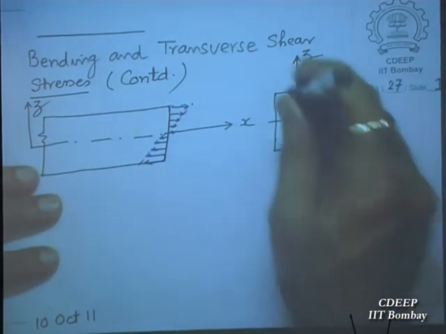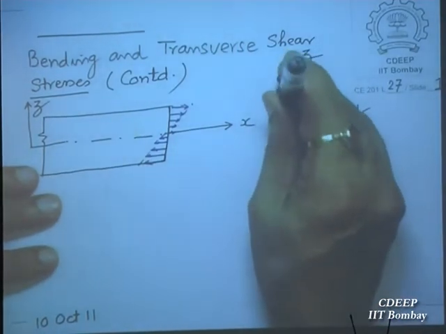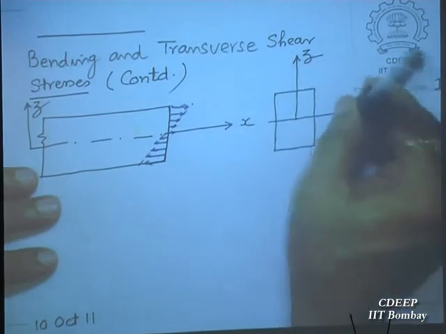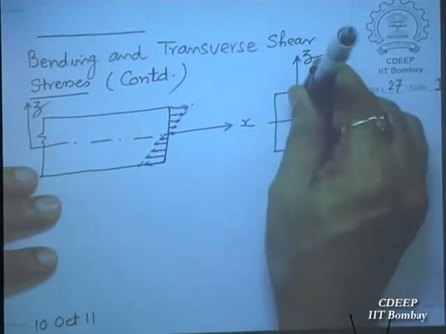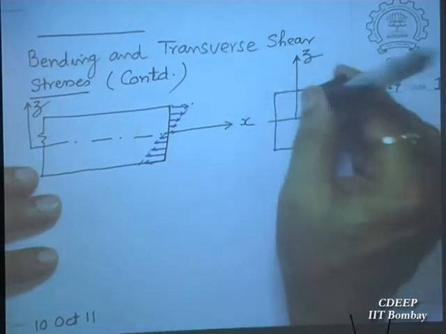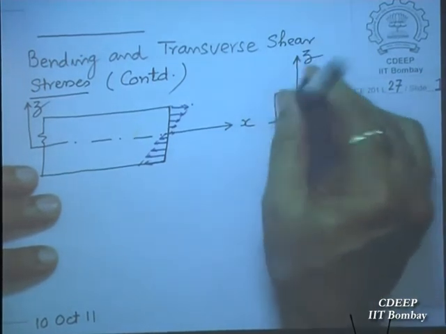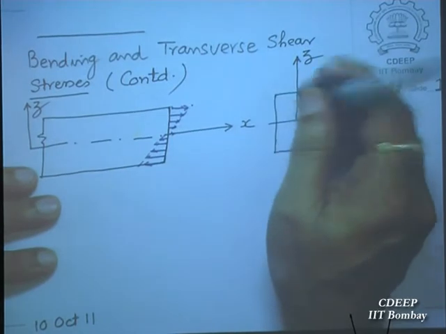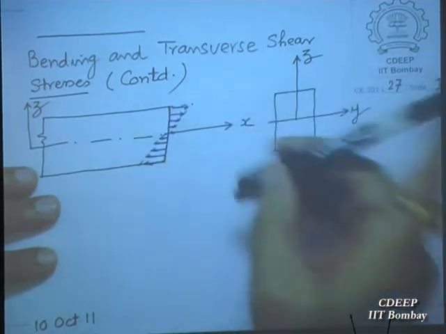So over here on this cross section, the direction of bending stresses is perpendicular to this plane. In which direction? X direction. Obviously it is acting in the X direction, so the normal to the plane is X, and it is linearly varying.